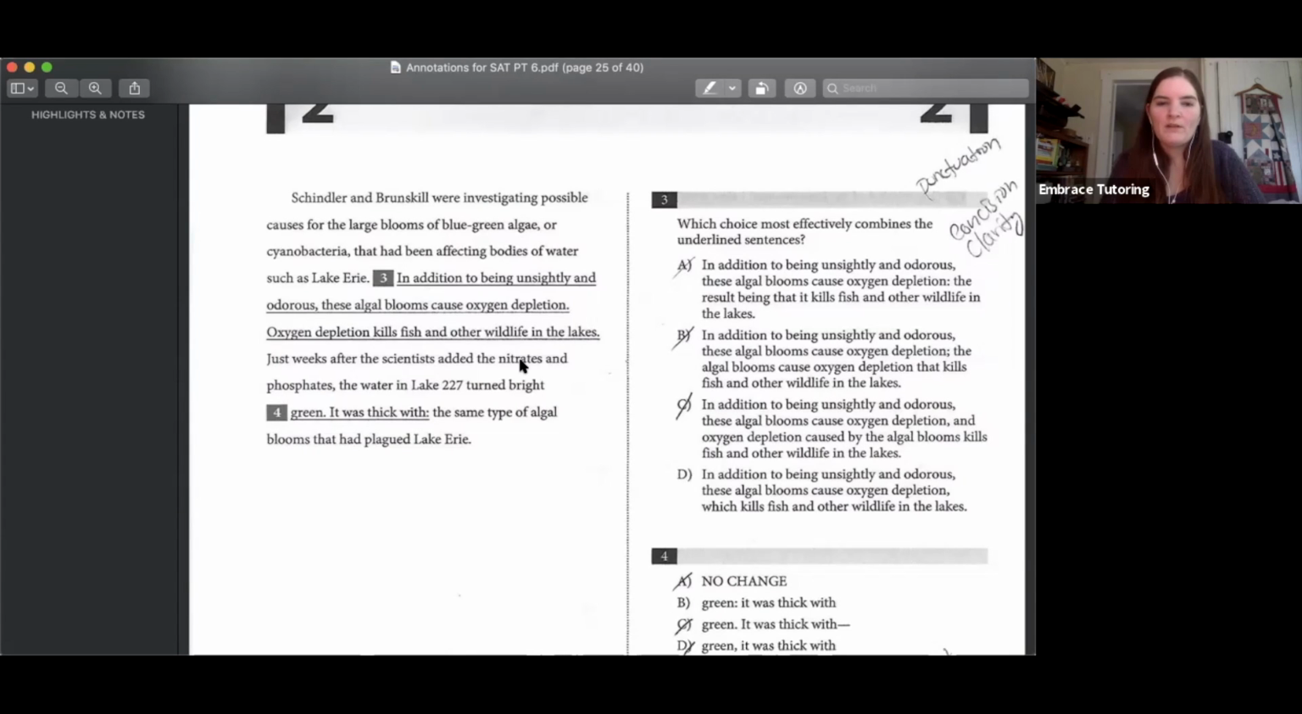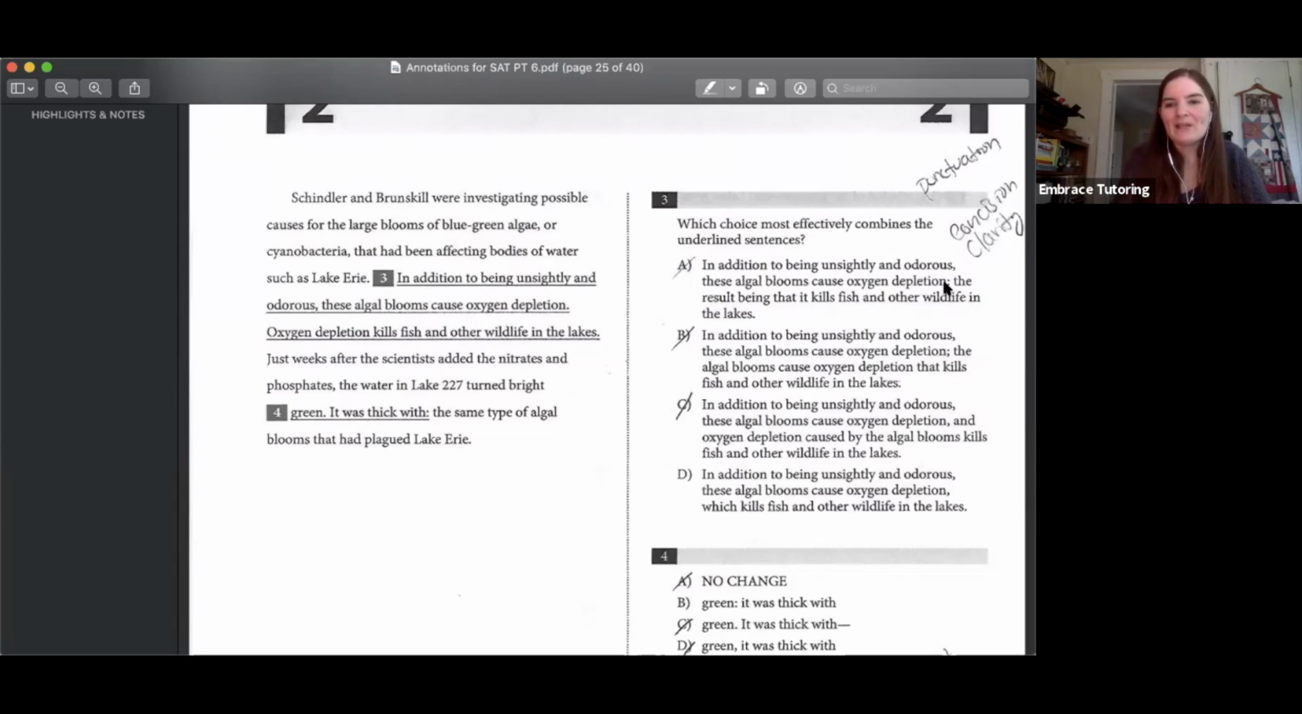So where that is happening is the period is between the two different sentences. So you have two sentences listed here. You have, in addition to being unsightly and odorous, these algal blooms cause oxygen depletion. Oxygen depletion kills fish and other wildlife in the lakes. They're looking for an answer choice that will combine these two sentences because they're related. That's what they're trying to do.